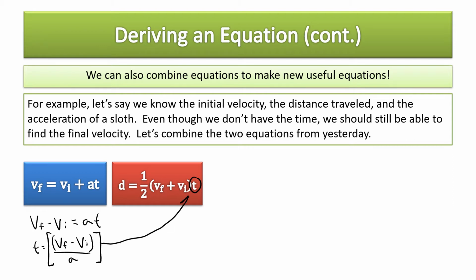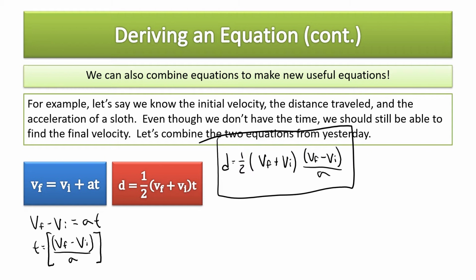So we plug it in, and then we'll be left with an equation that doesn't have T in it. D is equal to 1/2 (VF plus VI) times T, but T could also be said as (VF minus VI) divided by A. And now our job is technically done. But it would be dumb if we left it like that because look how messy that looks.